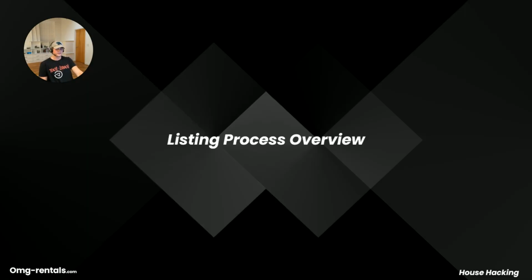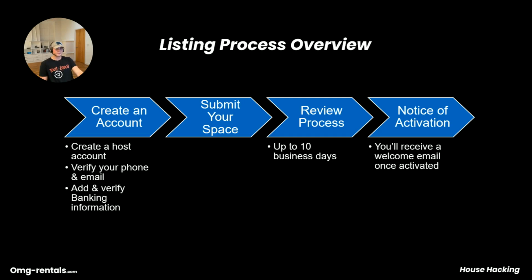Great. So starting off is the listing process. The listing process is fairly simple. And this is with both accounts, whether it's a Gigster or a Peerspace account. All you have to do is create an account. So sign up for a host account, verify your phone or your email, and verify banking information. That's the way you get paid. So super important you do this, make it seamless.